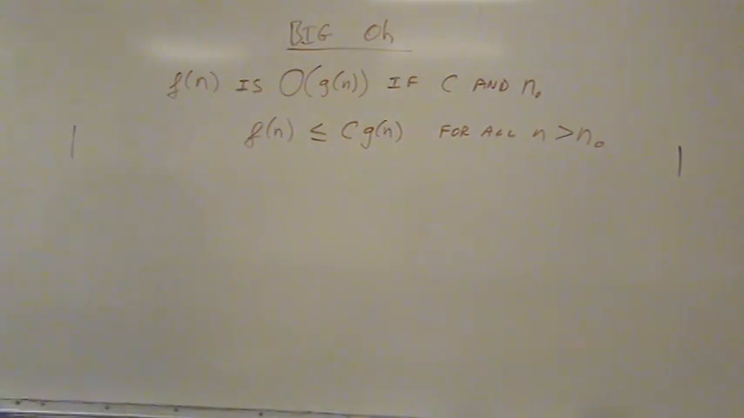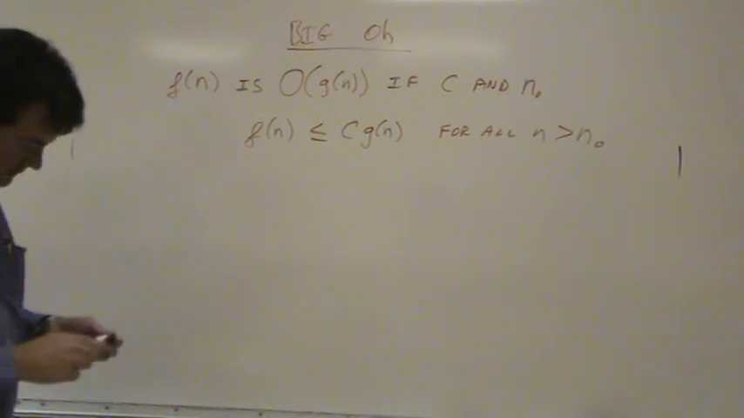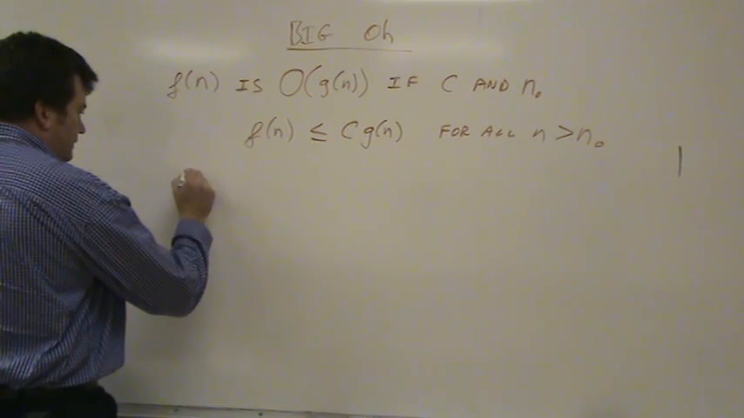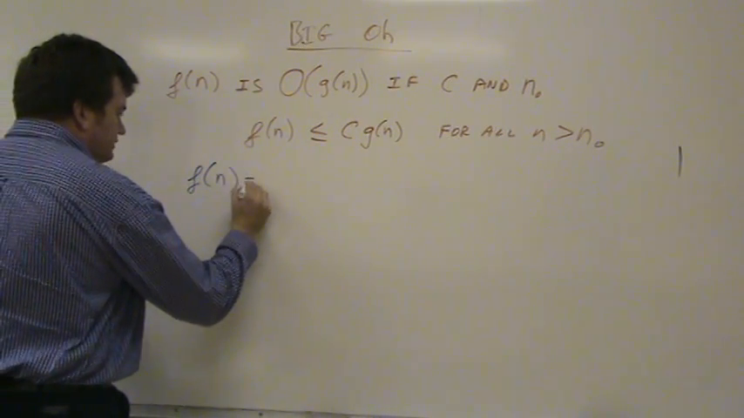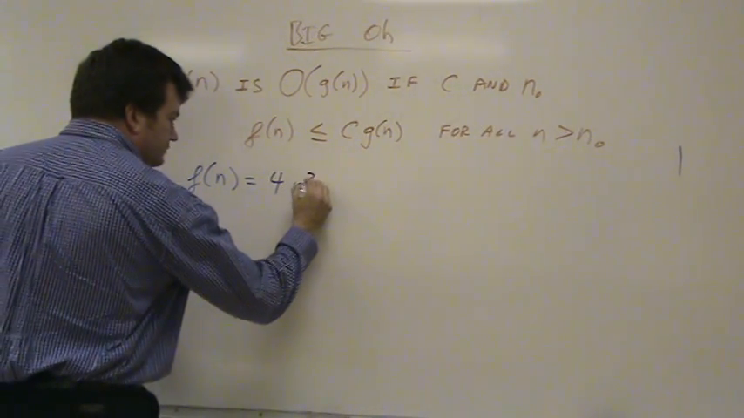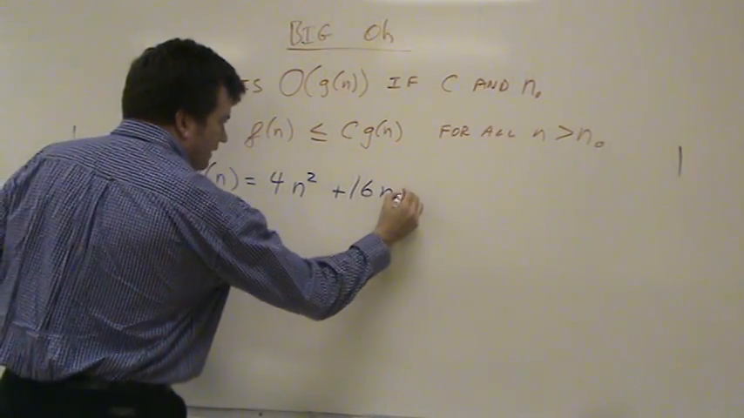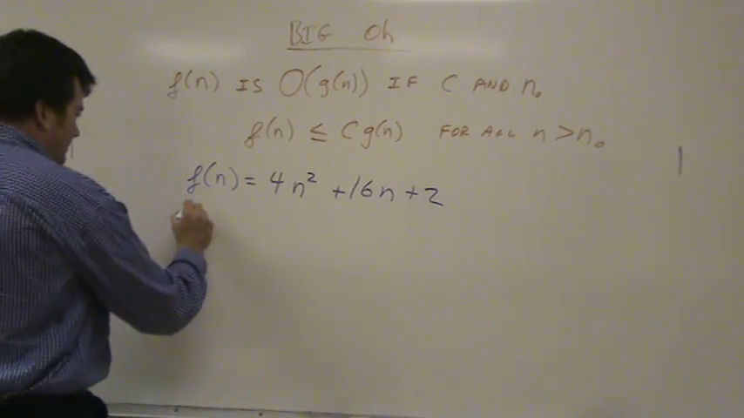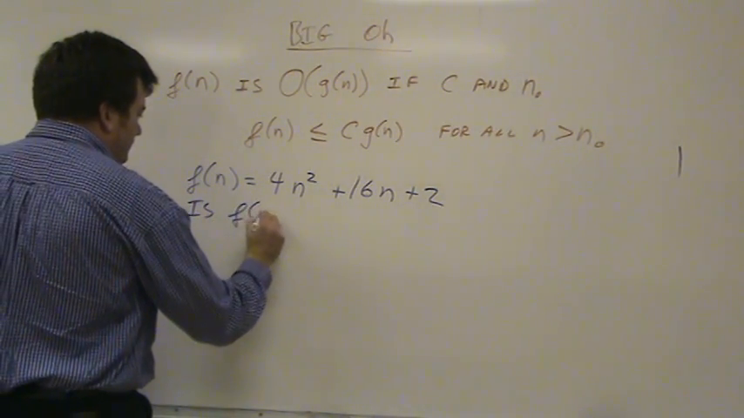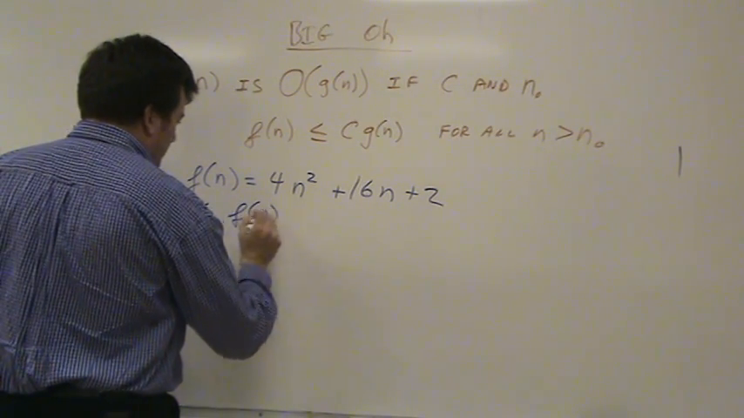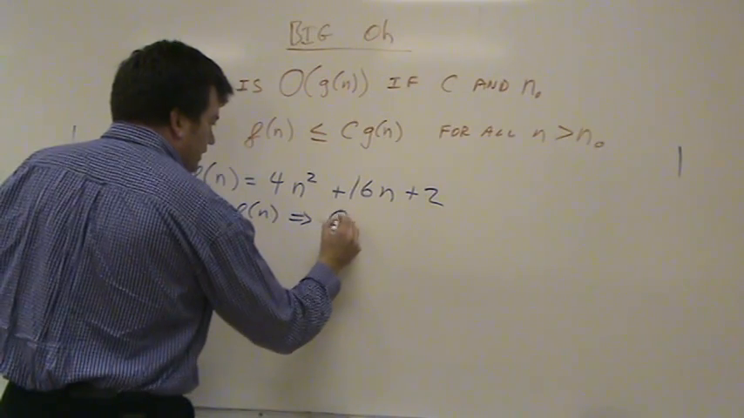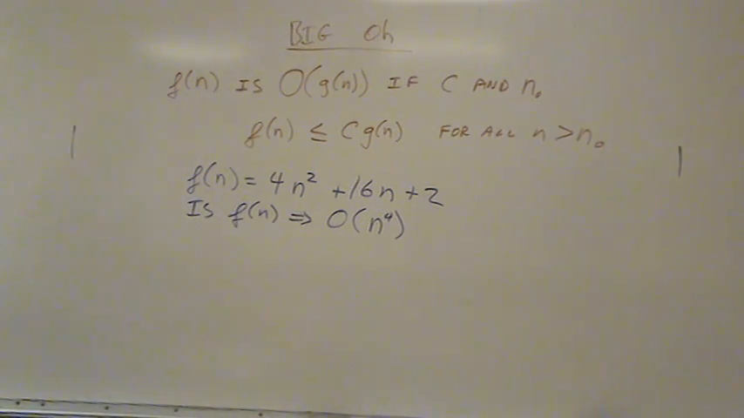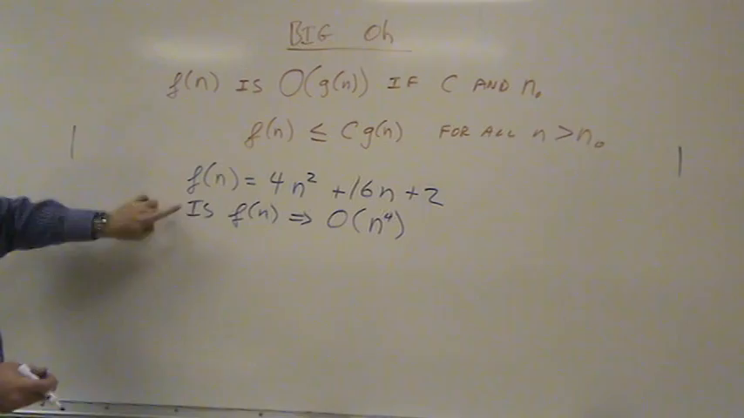Okay, so let's go over an example of this concept. Let's take the function f of n, which equals 4n squared plus 16n plus 2. And we'll ask ourselves, is f of n big O of n, let's say, to the fourth? Does this definition up here apply to this particular function?